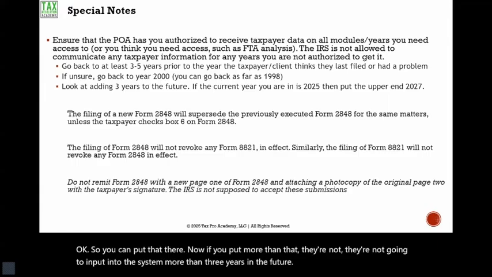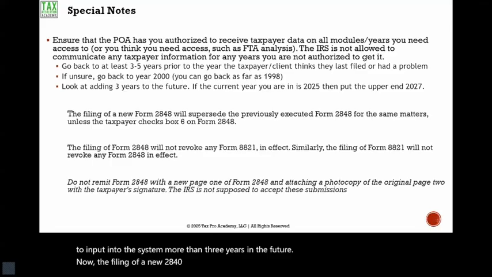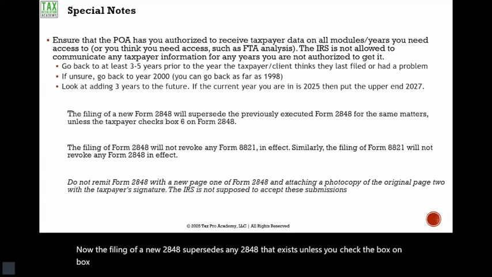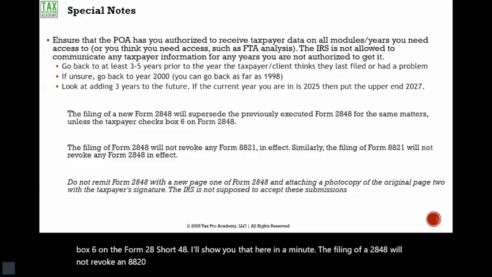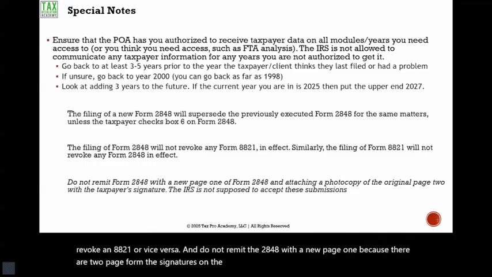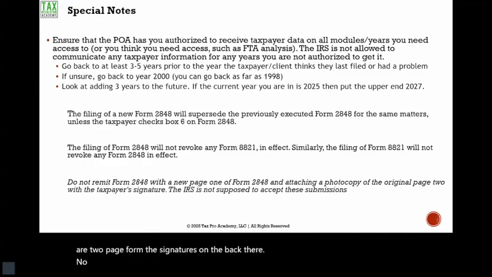Now, the filing of a new 2848 supersedes any 2848 that exists. I'll check the box 6 on the Form 2848 in a minute. The filing of a 2848 will not revoke an 8821 or vice versa. And do not submit the 2848 with a new page 1, because it's a 2-page form. The signature is on the back. There is no signature or handwriting on the front.